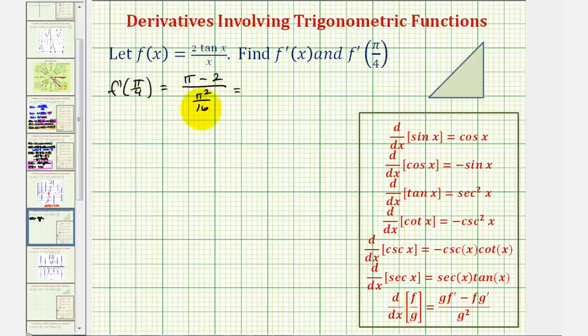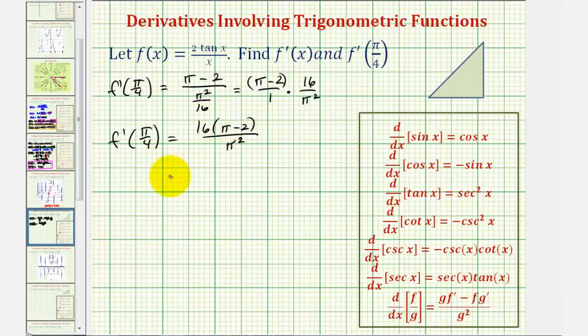Instead of dividing by pi squared over 16, we'll multiply by the reciprocal. So we can write this as pi minus 2 over 1 times the reciprocal of pi squared over 16, which would be 16 over pi squared. So we can say the exact value of f prime of pi over 4 would be equal to 16 times pi minus 2 all over pi squared.